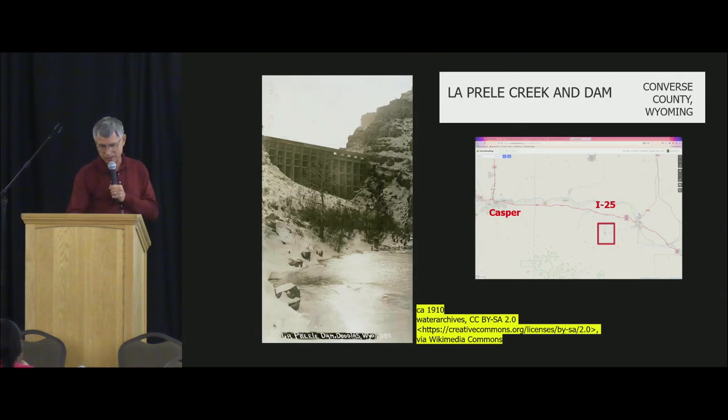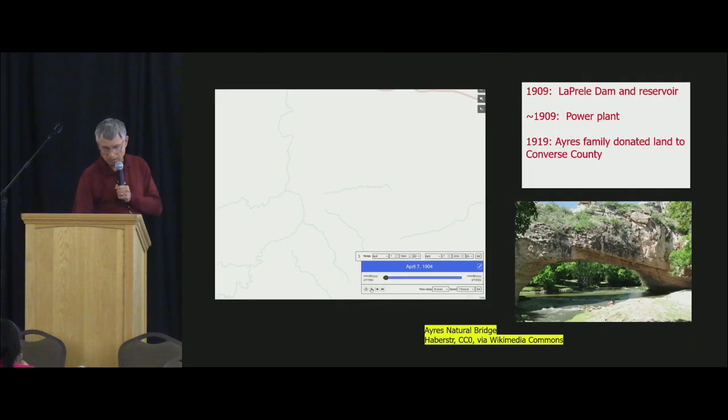There's another area up in Wyoming, the Laprele Creek. I think I'm pronouncing that correctly. It's near Douglas, Wyoming, and it flows into the North Platte River. And there was a dam also built across that in 1909. Downstream from that dam is a natural bridge. It's called Ayers Natural Bridge. It's named for a family that donated the bridge and the surrounding few acres to Converse County, where a park now sits.